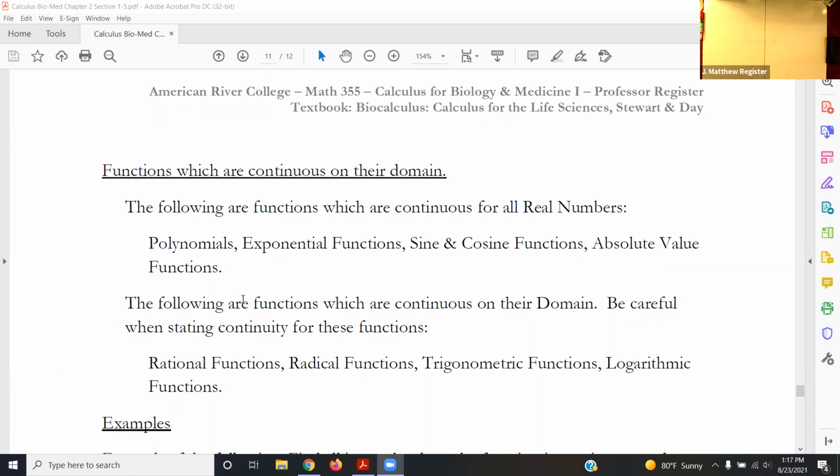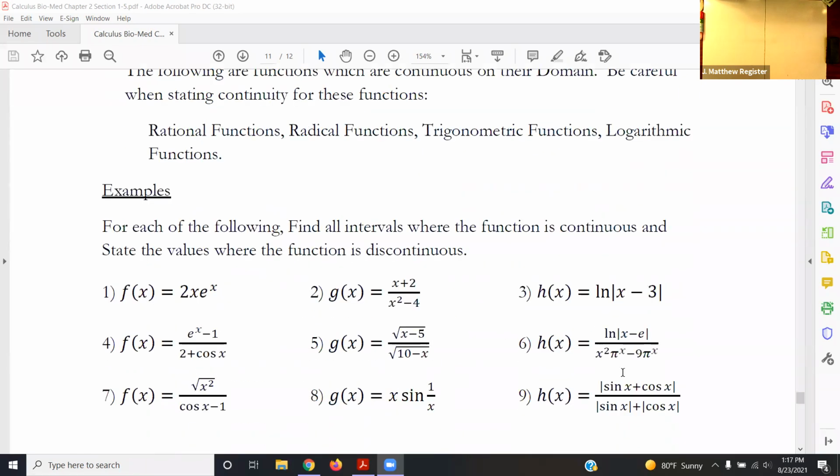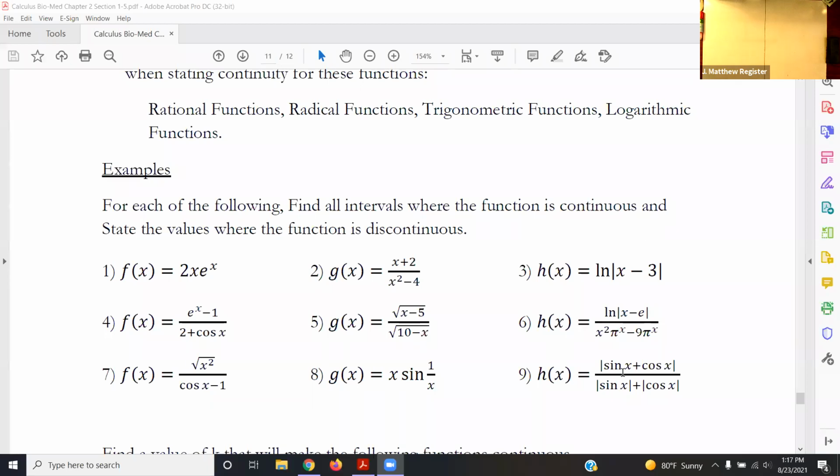The following are functions which are continuous on their domain. And so when they're undefined, we have to be careful. And so rational functions, radical functions, they're only defined for positive values. The trigonometric functions, well, sine and cosine are continuous everywhere, but the others are not. And logarithmic functions are only defined for positive values. And so for each of these, we can ask the question, when is the function continuous, or where are the discontinuities?